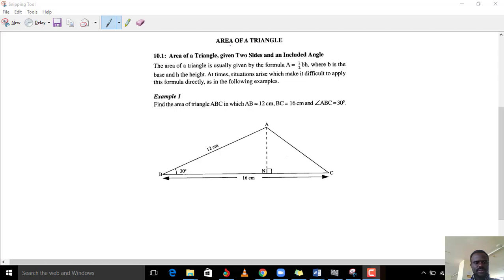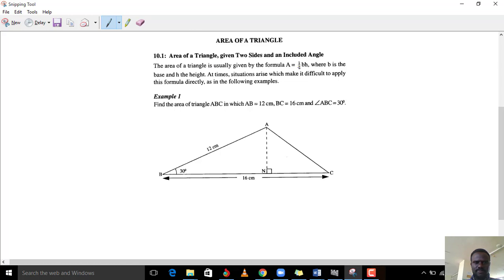Today we're going to discuss the area of a triangle. This is not the first time we are going through this, for Form 2s and also Form 1s, because you have discussed this also in your primary school mathematics.